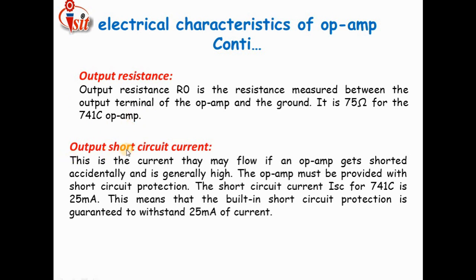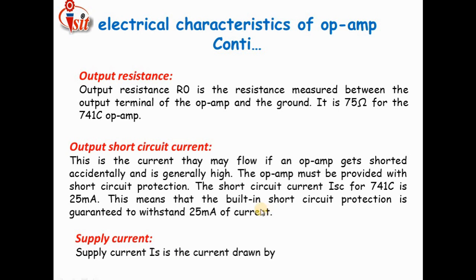Then next is the output short circuit current. This is the current that may flow if an op-amp gets shorted accidentally, and it is generally high. The op-amp must be provided with short circuit protection. The short circuit current ISC for 741C is 25 milliampere. This means that the built-in short circuit protection is guaranteed to withstand 25 milliampere of current.